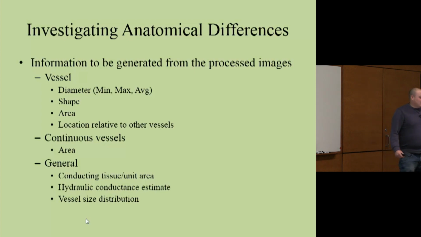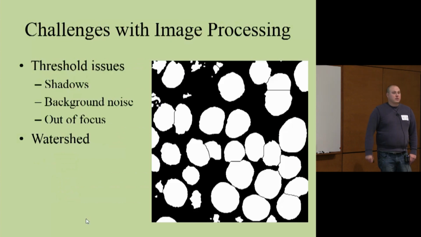What I want to gain from this data is different information on the vessels: diameter, shape, area, and then location relative to others, which I can get with image analysis, XY coordinates. For the continuous vessels, I also want to know how big each of those continuous vessels are, and an average size for those. In general, by using the Poiseuille equation, which is the flow through a pipe, we can find a hydraulic conductance estimate of how much is actually moving through the tree. And once we find out the size of these, we can get a distribution of what the sizes are.